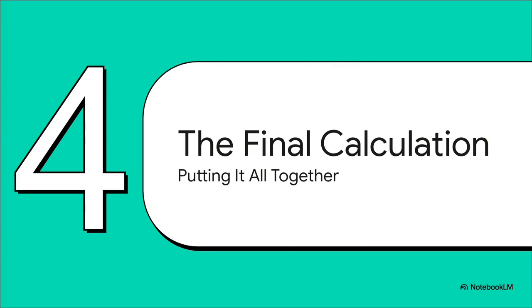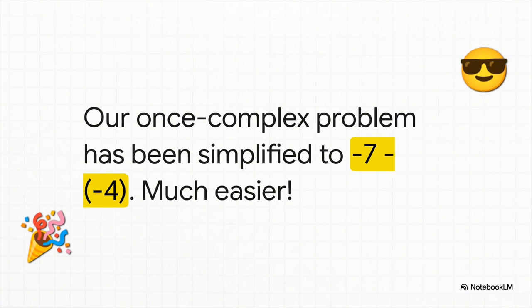We followed the rules, we've broken the problem down into these easy, manageable chunks, and now it's time to put all the pieces together for our final answer. Just look at how simple our problem has become. What started out looking super complicated has been boiled down to this. The first half is -7, and the second half is -4. So the whole problem is now just -7 minus -4.